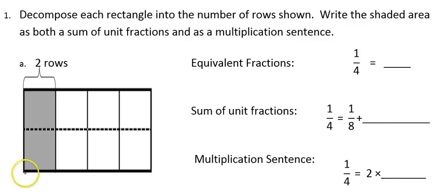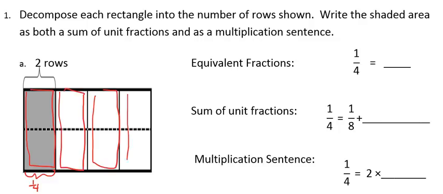We started with 1/4 of a shape shaded. If you look at each of these sections, it takes 4 to make the whole, and 1 has been shaded. So that's where we get our 1/4. Then we divided that shape into 2 rows according to the direction. When we did that, we divided the shape into 8 pieces. The 1/4 piece is now made up of 1/8 and 1/8. So 1/4 is equal to 1/8 plus 1/8.